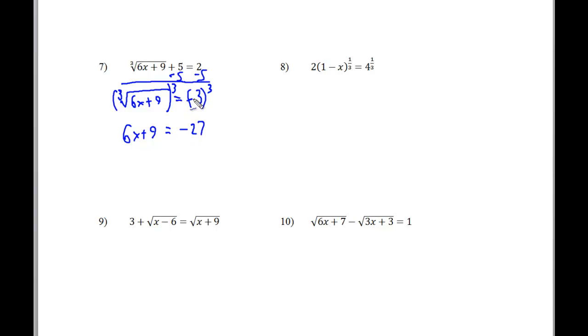Negative 3 times negative 3 times negative 3 is negative 27. Move the 9 from the left to the right. Negative 27 minus 9 is negative 36. And then we divide both sides by 6, which gives us negative 6. So, as we did in the last 6 problems, we plug the negative 6 back into the equation.